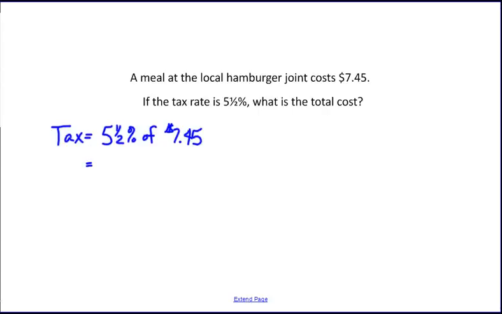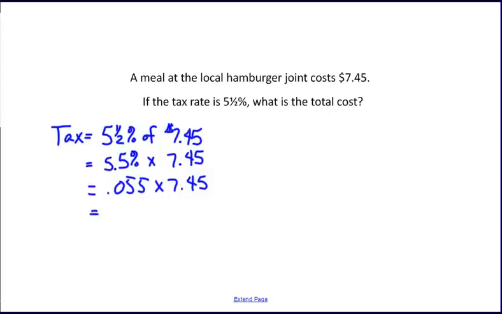I will once again change the 5.5 to 5.5% because it will be a little bit easier to deal with the decimals. The of means times. So we have 5.5% times 7.45. We need to change our percent to its decimal form, which is 0.055. Then we will go ahead and multiply by the cost of the meal.